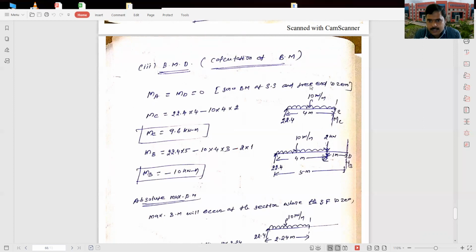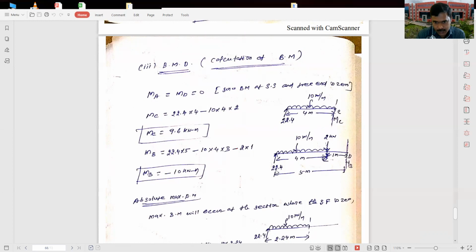So if you convert this UDL to a point load, minus 10 into 4. This minus 10 into 4 acts at the center, therefore from center to here, 4 by 2, 2 meters. So minus 10 into 4 is the point load, into distance 2, so minus 10 into 4 into 2. So 22.4 into 4 minus 10 into 4 into 2. So this is the moment at C. Therefore 9.6 kilonewton meter.